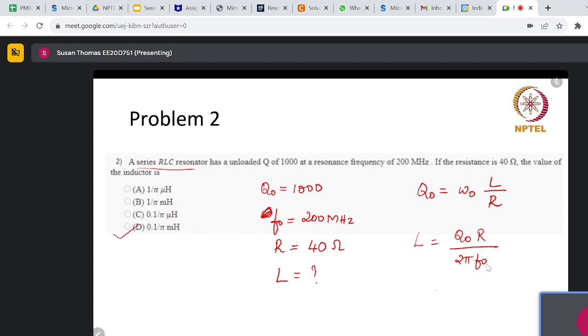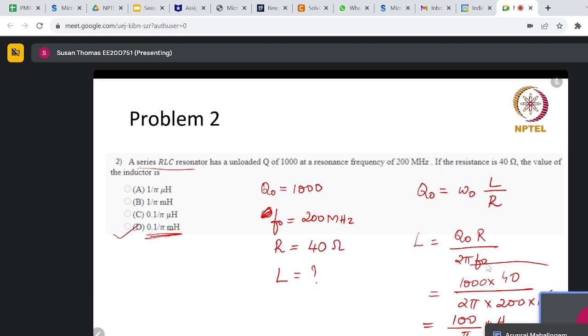So once you simplify this, 1000 into 40 by 2 by 200 into 10 power 6. So it should be 100 by pi microhenry. Or we can write it as 0.1 by pi millihenry.